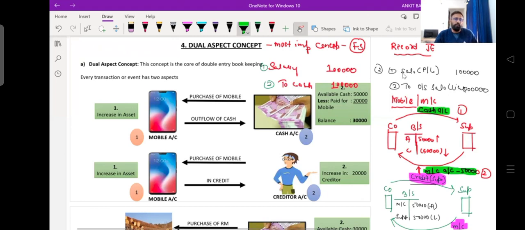If you want to learn more about the dual aspect concept, record more journal entries, and you will get the idea about the dual aspect concept. In coming sessions, we will be discussing more concepts.